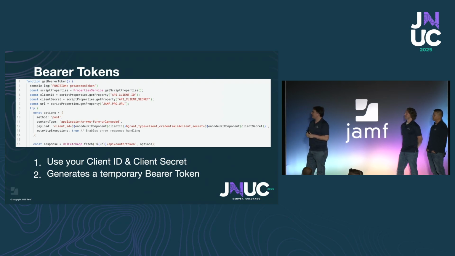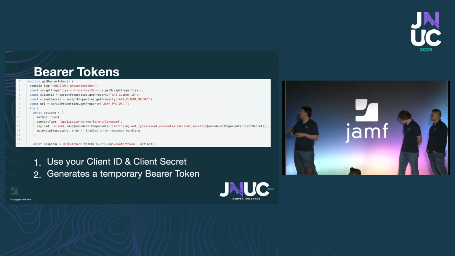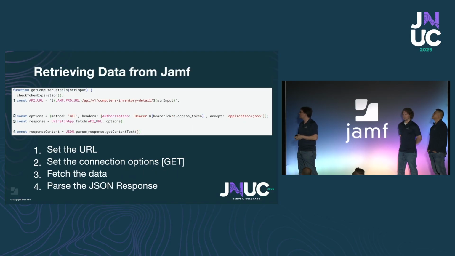The short version is you use your client ID and your client secret. You build a payload with that information. And then you use the URL app fetch command to get a temporary bearer token. Kind of like when you access a website, it gets you a certificate. This is just a temporary access token to your API. Here's the cool stuff, and it's 4 lines of code. It's so simple once you see it in action.